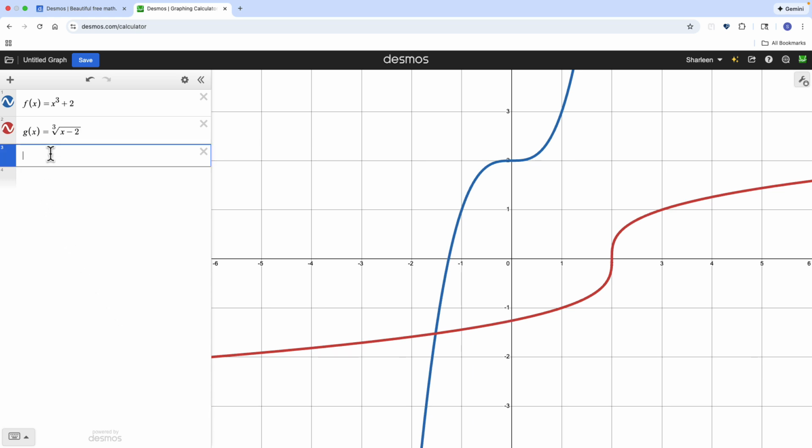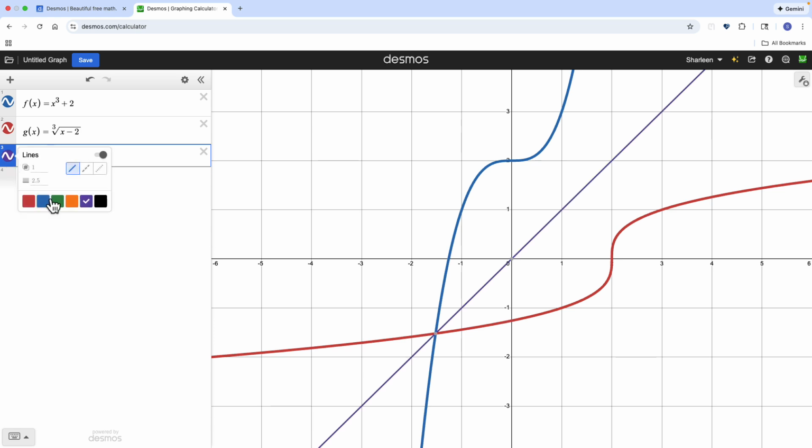So let me add a line to our graph. I'm going to add the line y equals x. And I'm just going to change the color of it to be green. This line here is the diagonal line of the plane y equals x. And what happens with inverse functions is that they are mirror images across this diagonal line. This is always a good way to check to see if you did in fact find the correct inverse function. If you graph a function and its inverse, they should be mirror images across the diagonal line y equals x.